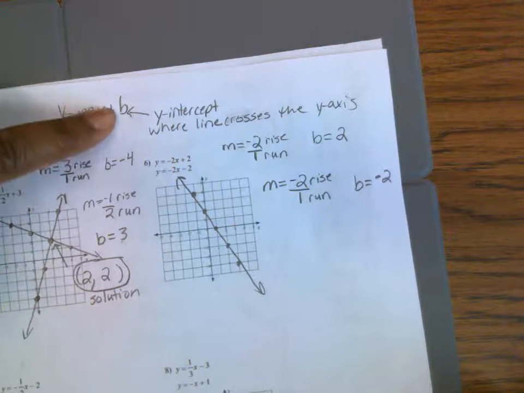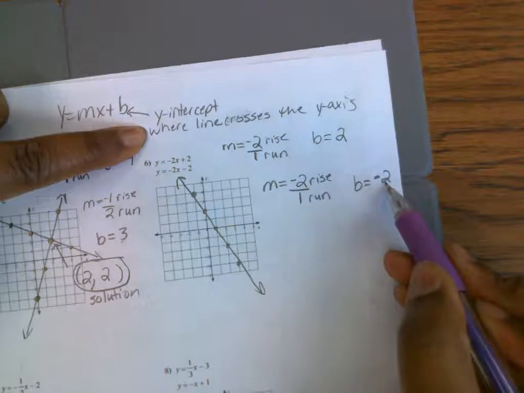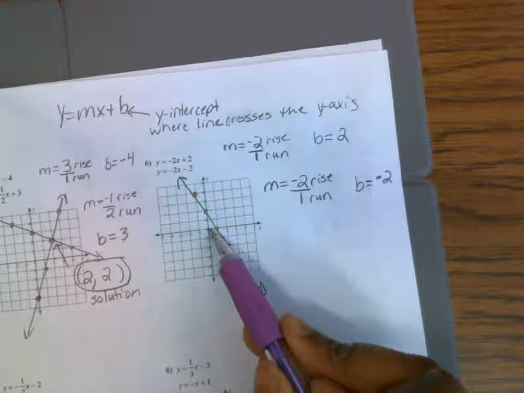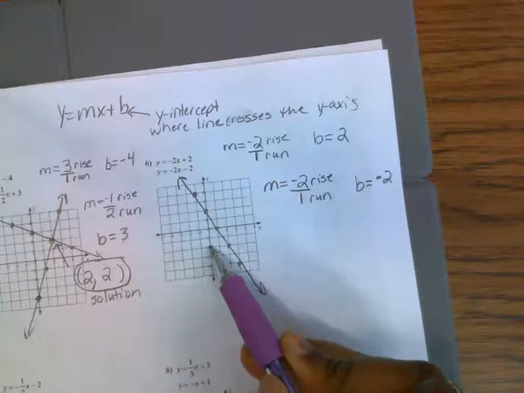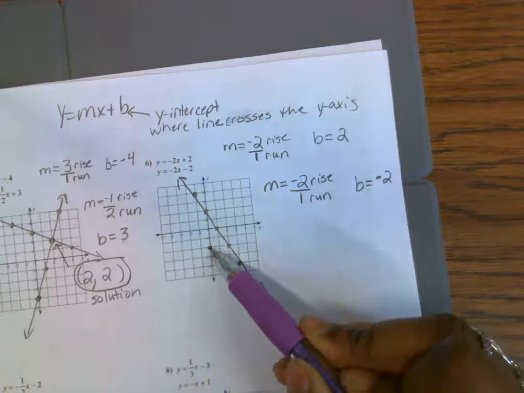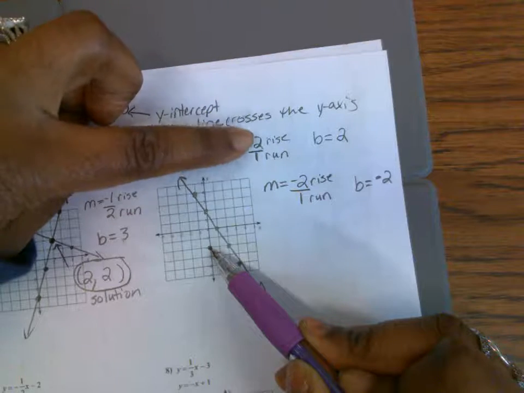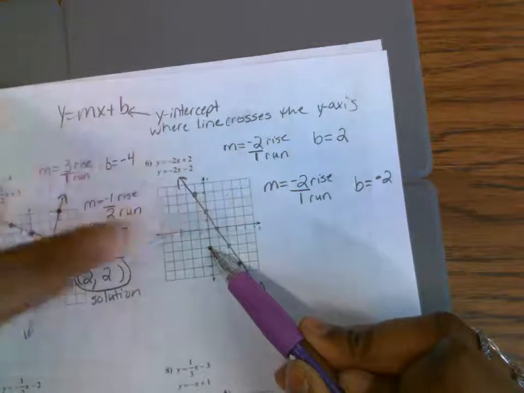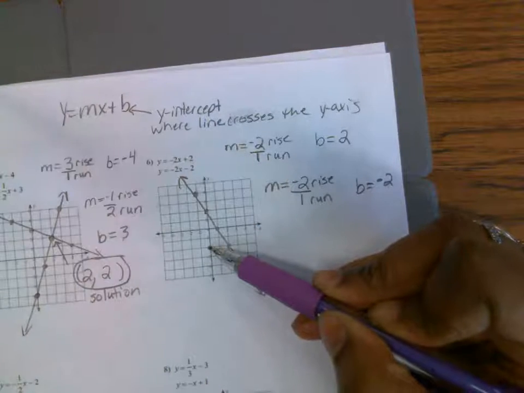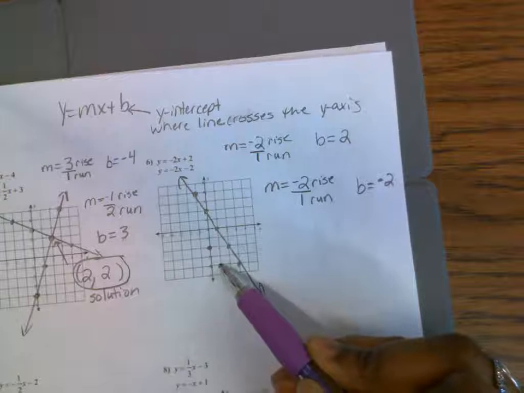Remember, your B is where the line crosses the y-axis. So you're going to find -2 on the y-axis. -2 on the y-axis is 2 down from the origin. This is -2 on the y-axis. Now we're going to use our slope, which is the same slope that we had here, to graph the other points. It's a -2, so go down 1, 2, and to the right 1.